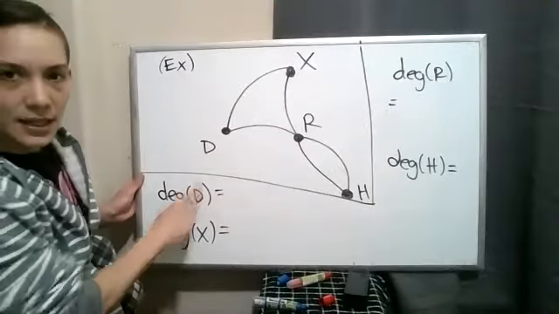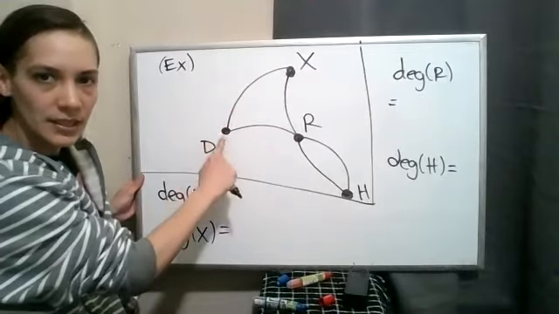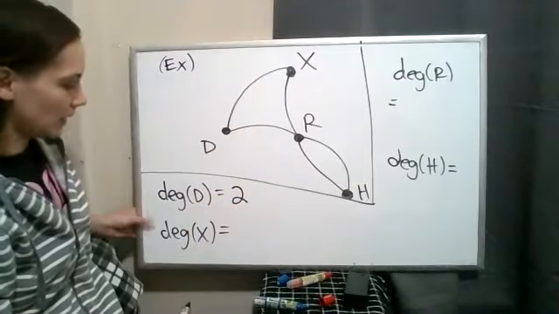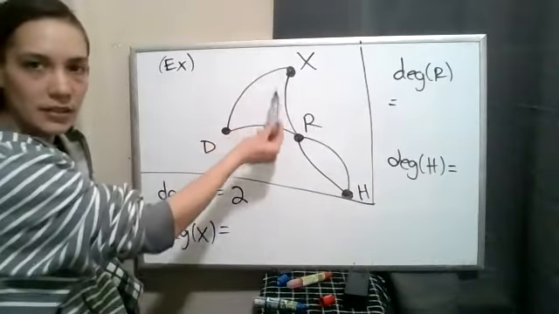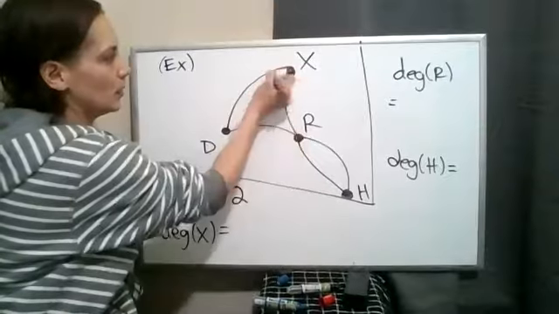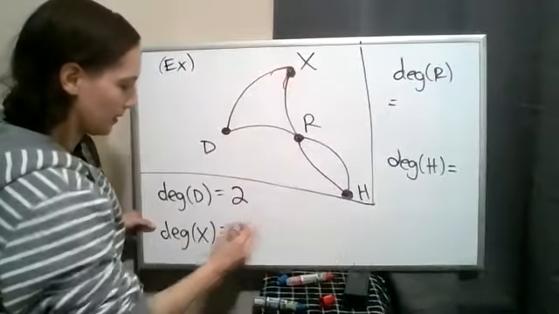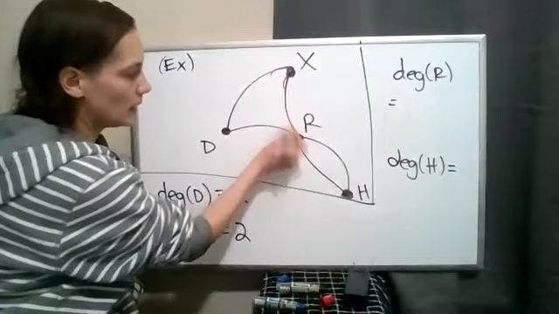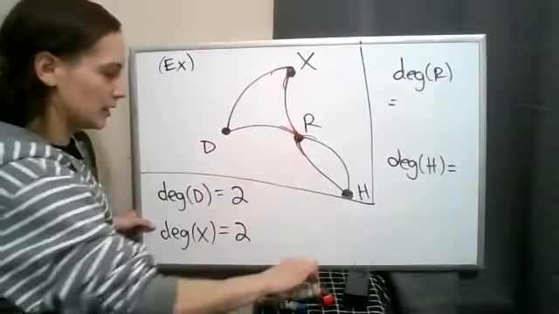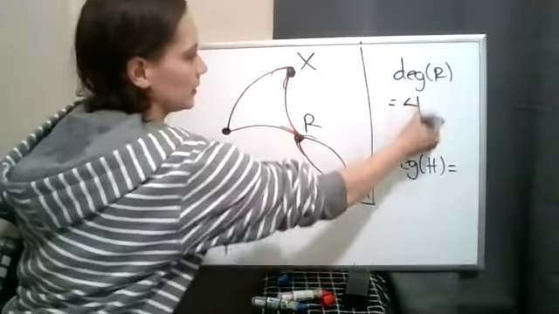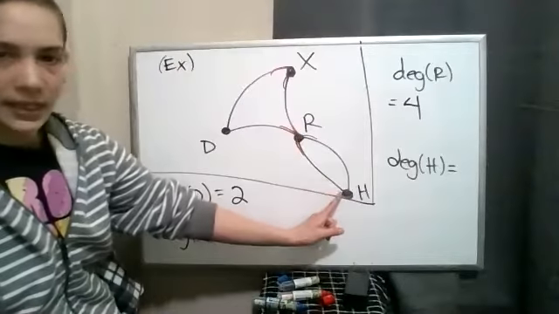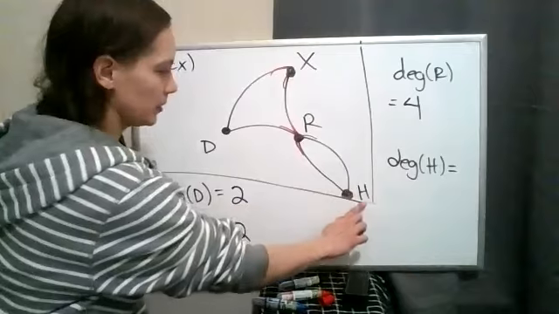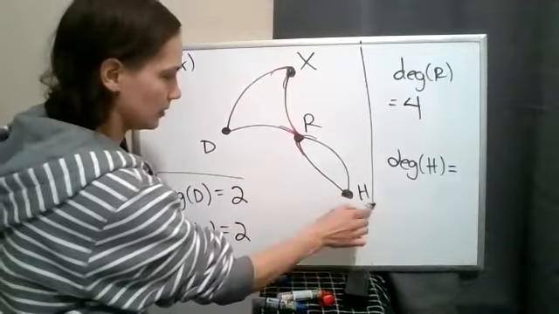Okay, D has 2 edges connected, so its degree is 2. X also has degree 2. 1, 2. R, we're going to have 1, 2, 3, 4 connections, so its degree is 4. And we're at H, which has two edges connected.